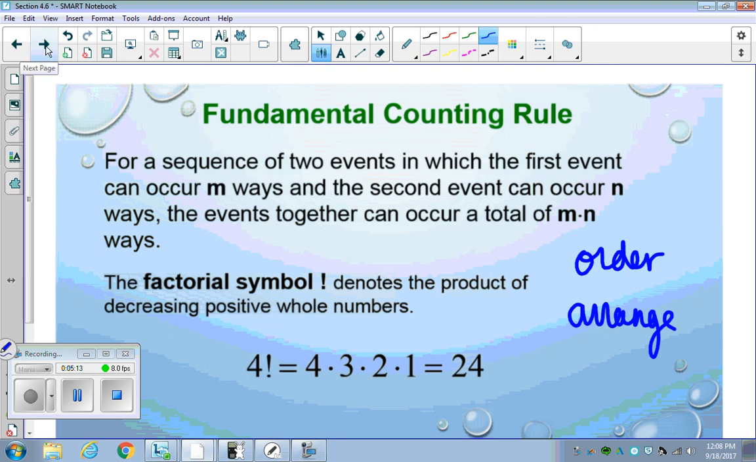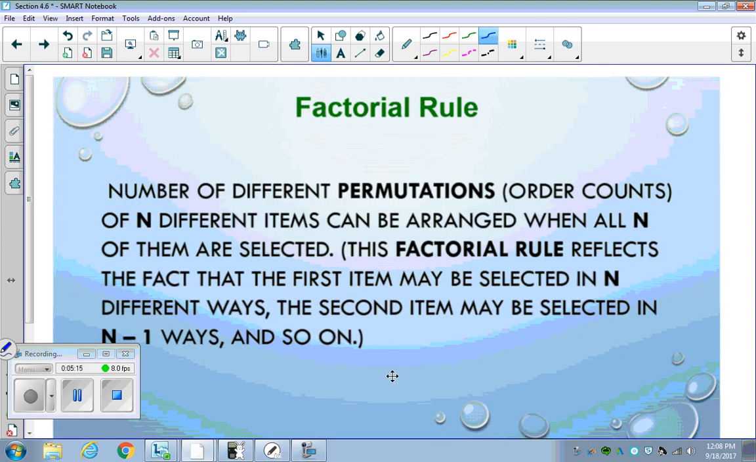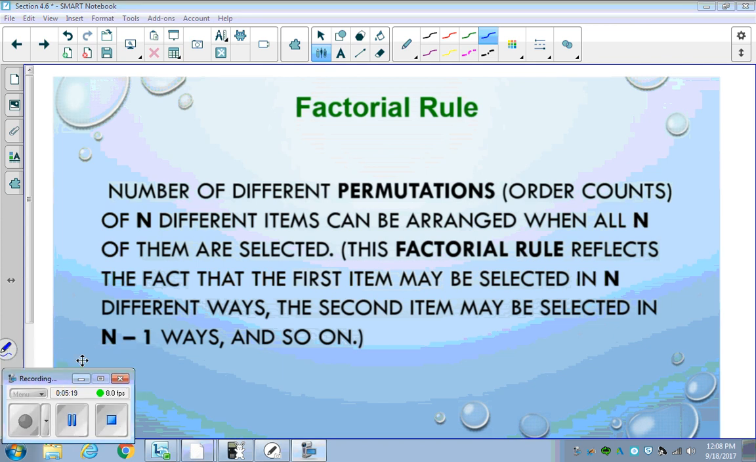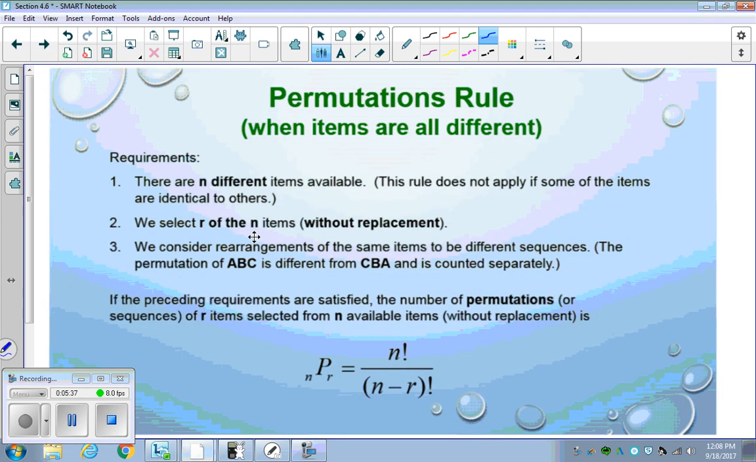So let's continue. Here's where it gives you the formal statement about the factorial rule, which we just kind of tried to make sense out of. It reflects the fact that once the first item is selected, you have one less to select from. And that's what we did when we talked about those 4 Santas and arranging them on that mantle. Okay? So then there's permutations. Permutations.